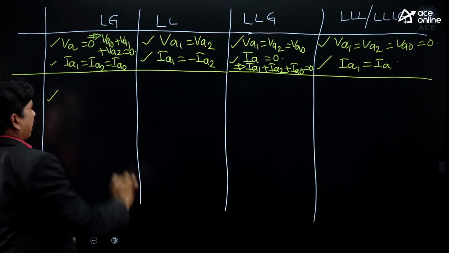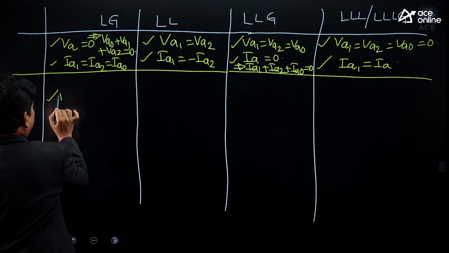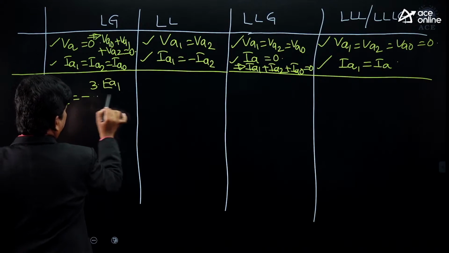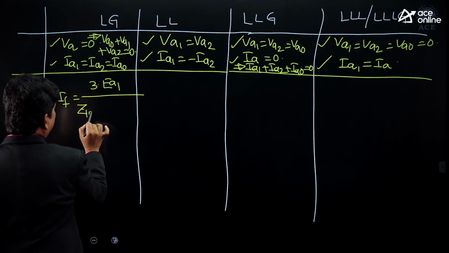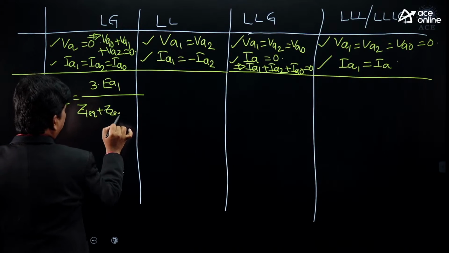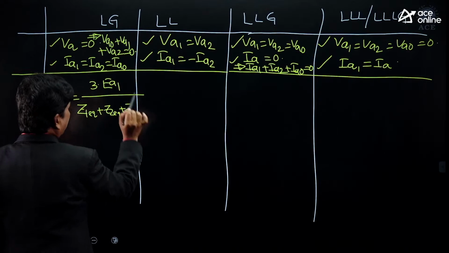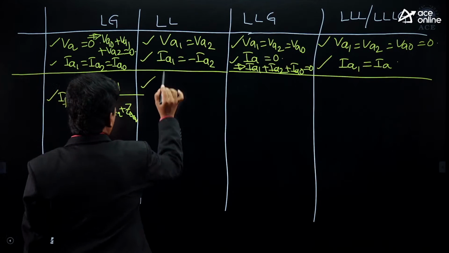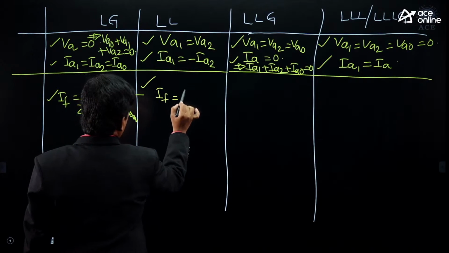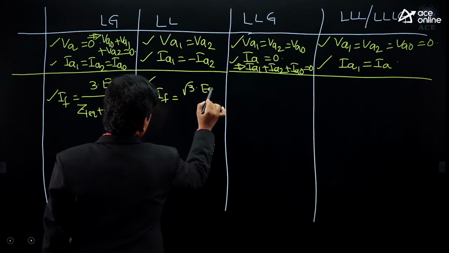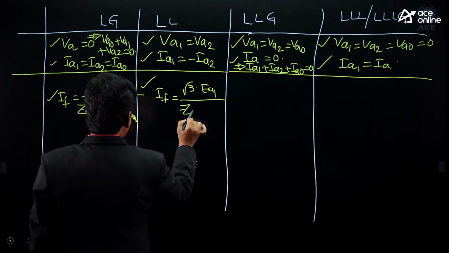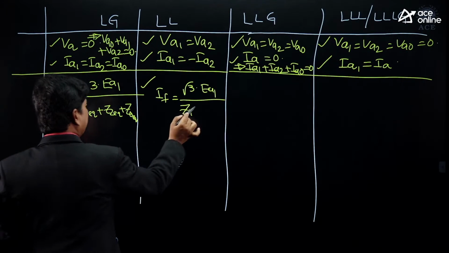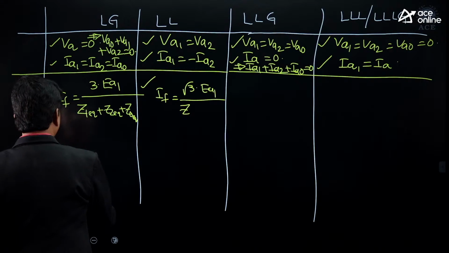And coming to the fault current for LG fault, IF is equivalent to 3 times EA1 divided by Z1 equivalent plus Z2 equivalent plus Z0 equivalent. And coming to line to line fault, the fault current IF is equivalent to root 3 times EA1 in magnitude divided by Z1 equivalent plus Z2 equivalent.